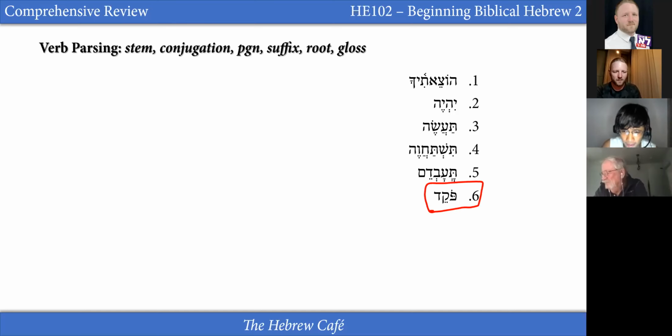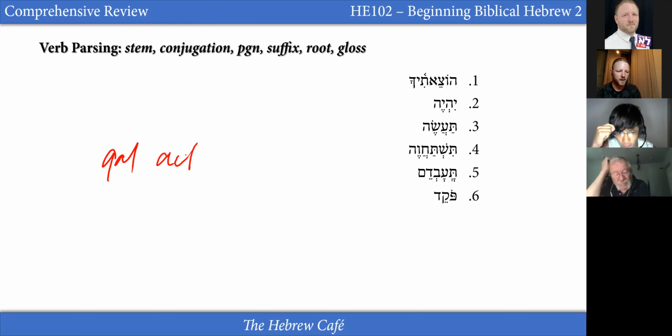What do we got here? Poked. Stem: Kal. Participle. We're going to say active, since with Kal we're dealing with active and passive. So, active participle. Conjugation, I'm done with that. PGN: person. Participles don't have person. Sorry, it's just singular.